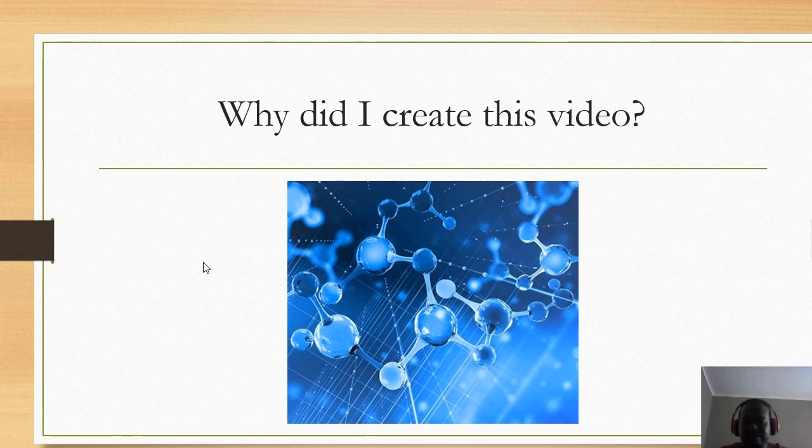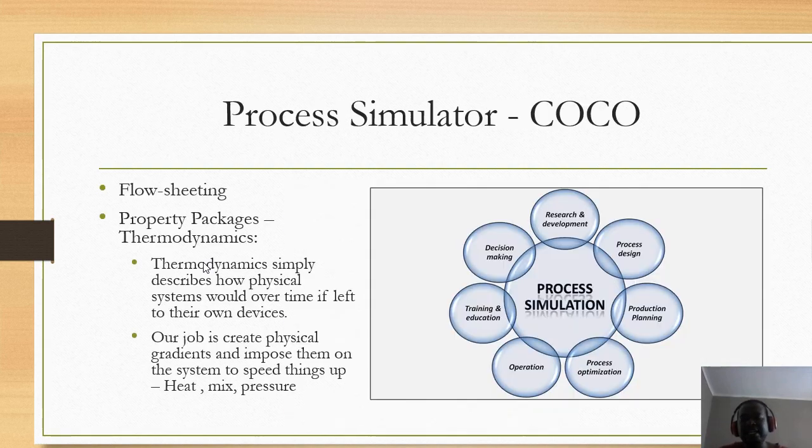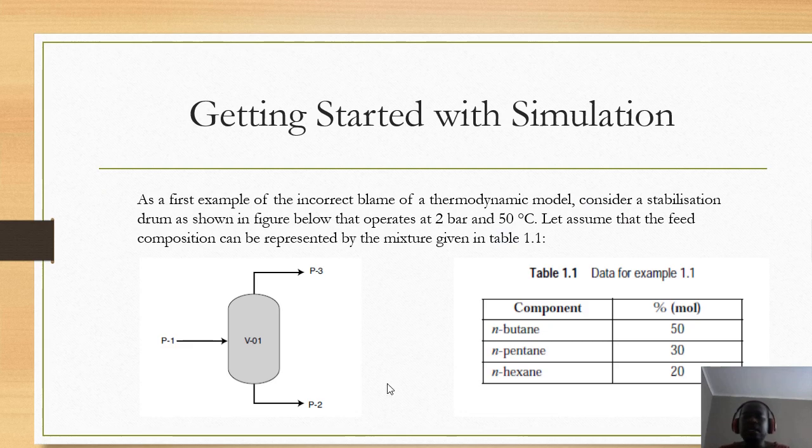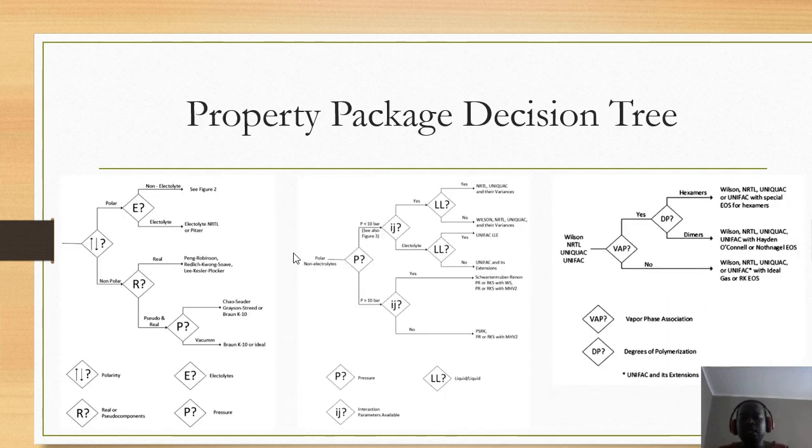Next, this is where we looked at flowsheeting and property packages. I just gave a brief understanding of what thermodynamics is and why we would want to do process simulation. This is our example. This tree here shows you how to select the property model.